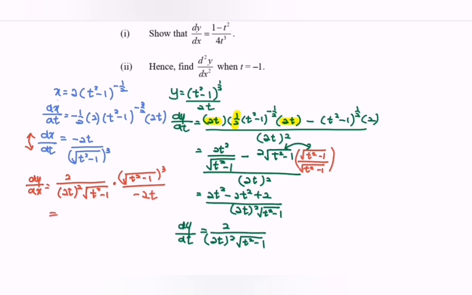Continue, simplify the expression, and we have negative. So based on the expression here, we have the 2. Simplify. Then we have the square root of t squared minus 1. So in here, we will have negative (t squared minus 1) over (2t) squared, multiplied with t. 1 minus t squared over 4t cubed. So that is our dy/dx. Then we have already shown the expression given here.